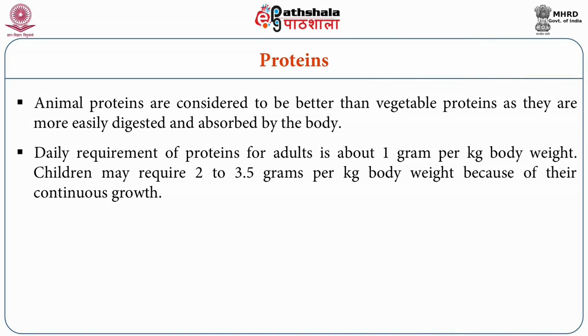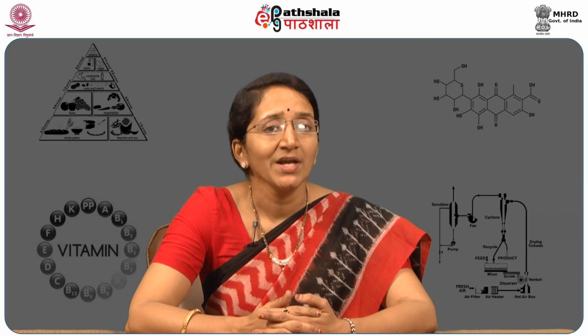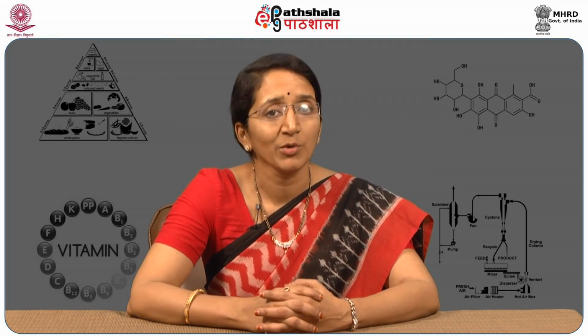Coming to the requirement of protein, every individual requires 1 gram of protein per kg body weight. For example, assume that an individual's weight is 50 kgs. Then the requirement would be 1 gram per kg body weight, which is 50 grams of protein required per day for an individual of 50 kgs of body weight. This is how the protein requirement is calculated for an individual.